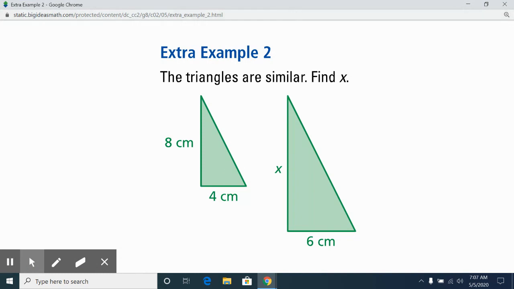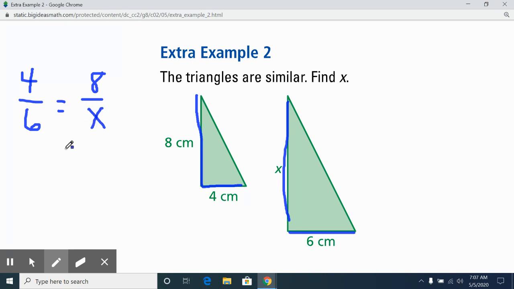Let's do that same thing with this example. I'm going to look for the corresponding side lengths. 4 and 6 are corresponding side lengths that I know both of them. So I'm going to write a base fraction using those corresponding side lengths of 4/6. Now I'm going smaller to larger, so I'm going to go 8/x.